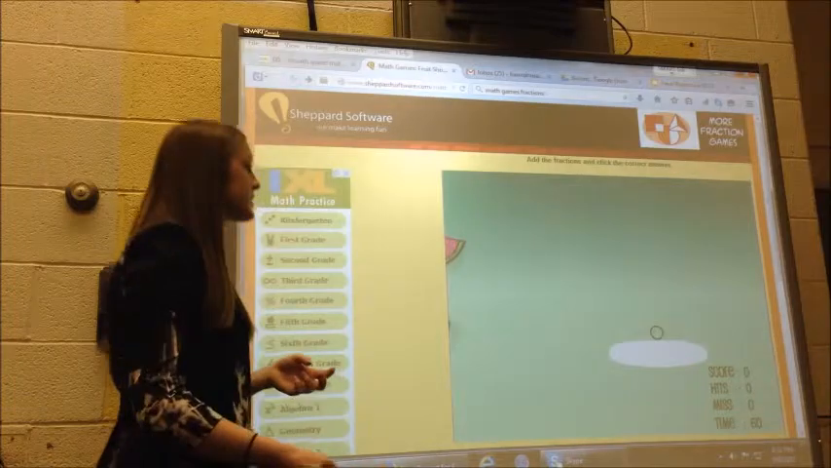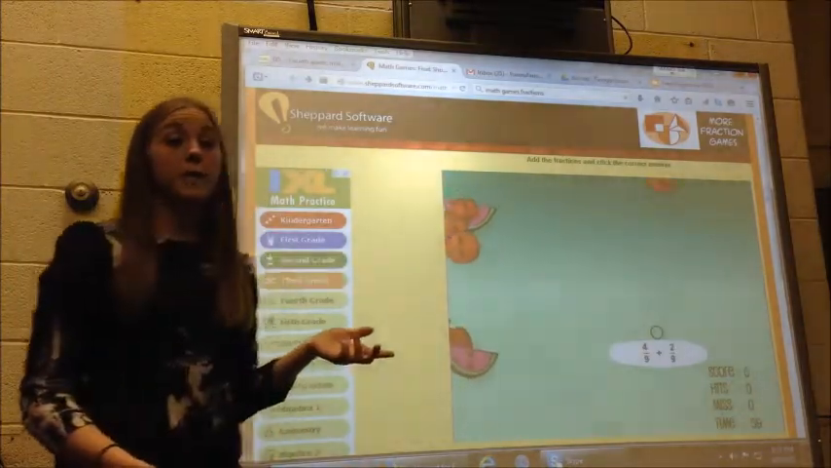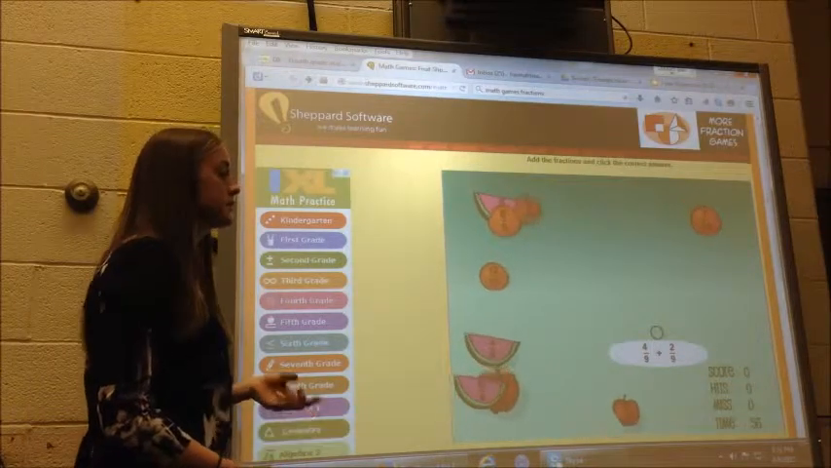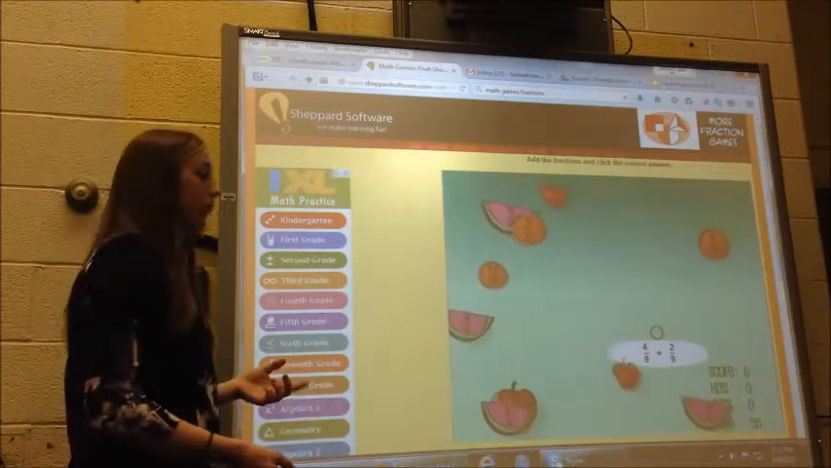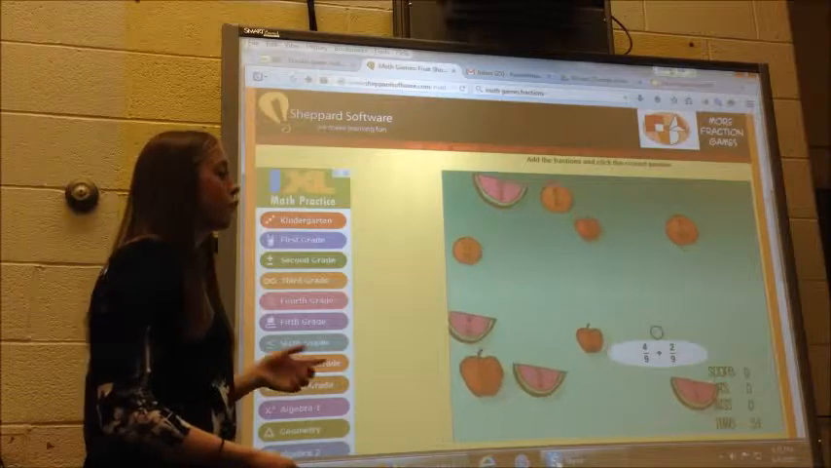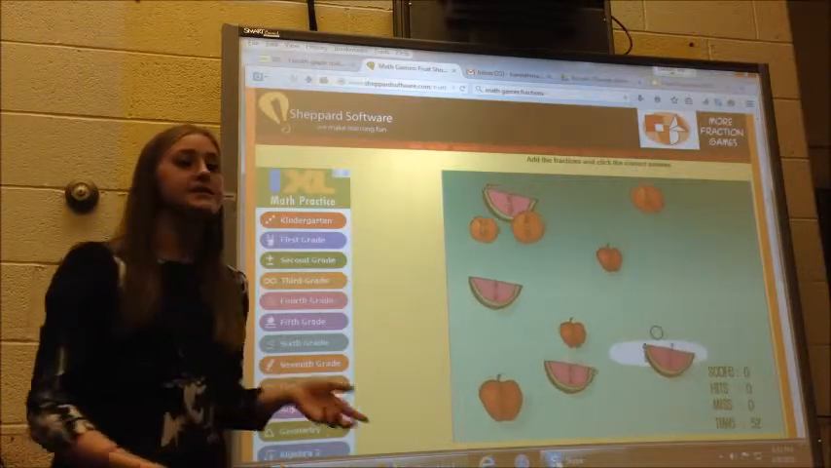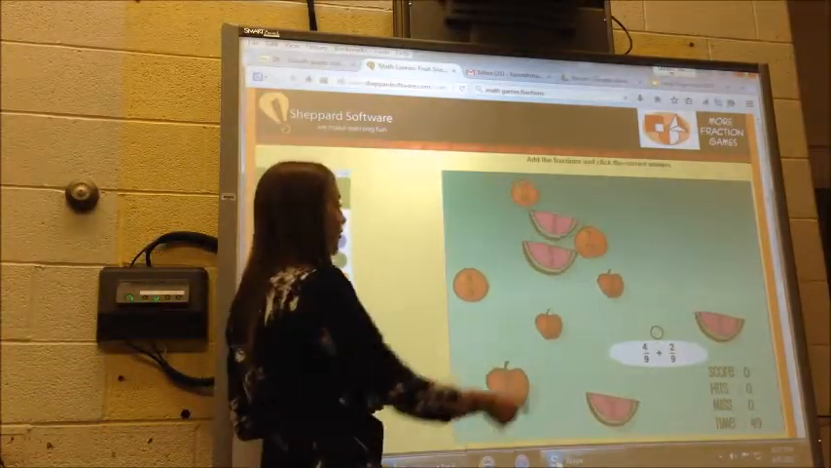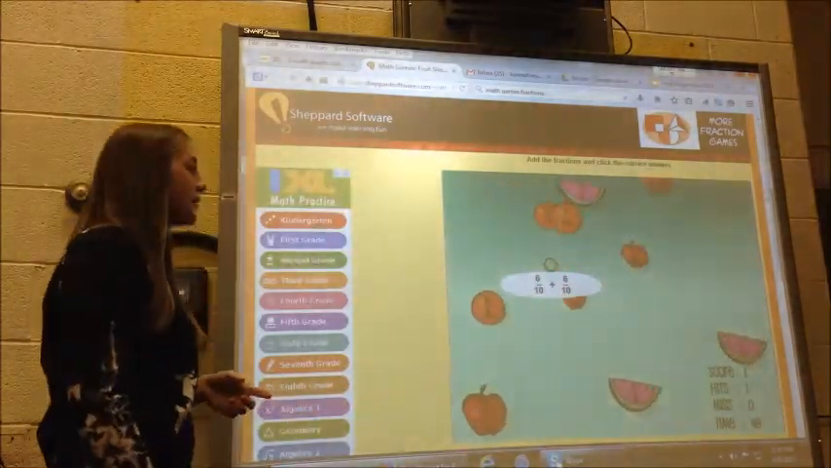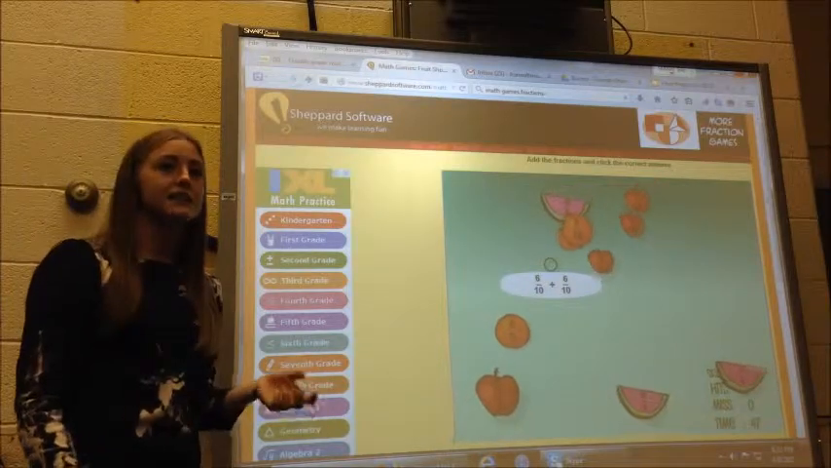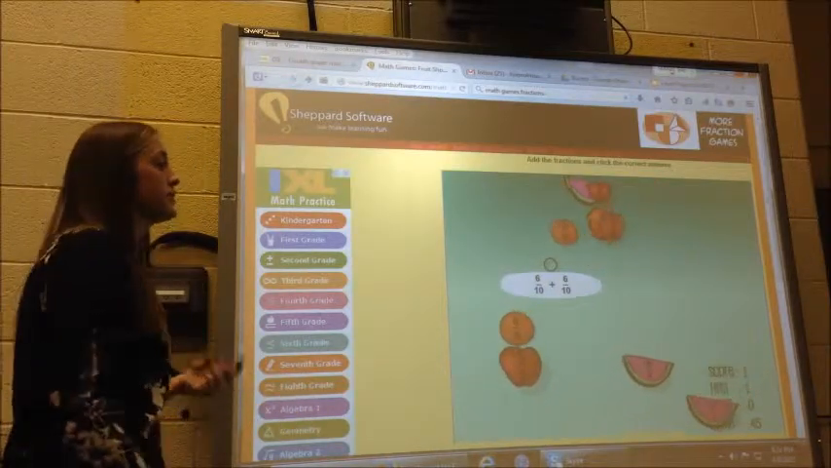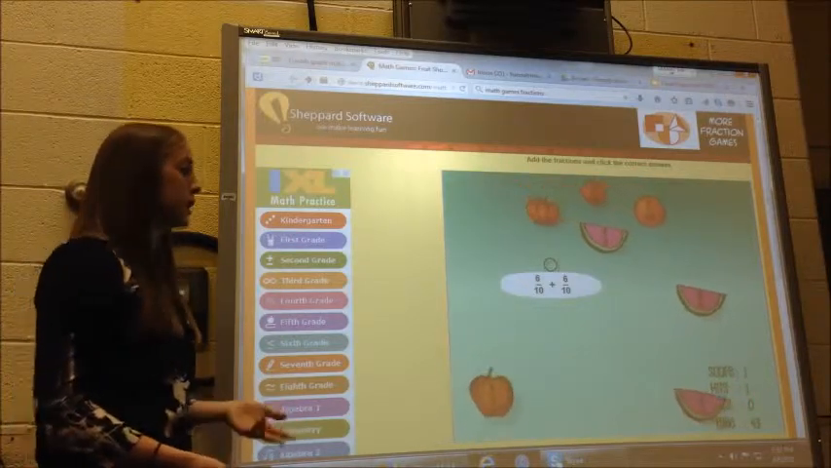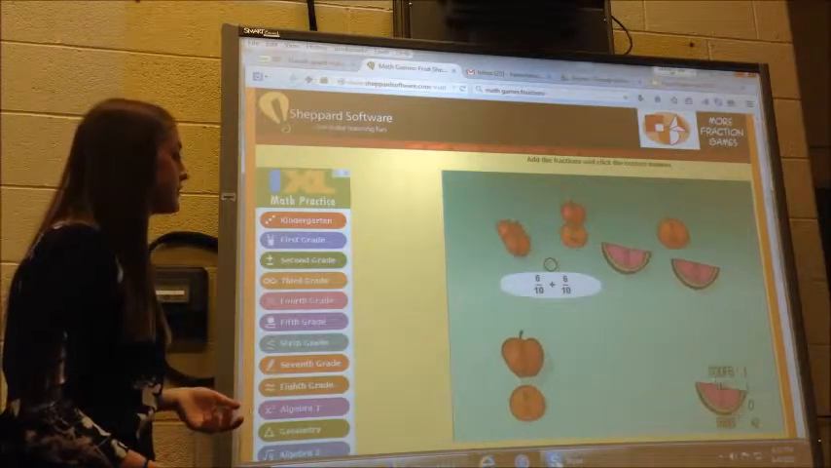Same game, but the fruit will be moving a little bit faster. So my problem is 4 ninths plus 2 ninths, and they have the same denominator, so we're just going to add the numerator. So 4 plus 2 would be 6, so it would be 6 ninths. And I want to find that fruit, so you're moving a little bit quicker, so you have to be careful. Just like that. The next one, I have 6 tenths plus 6 tenths. Same denominators again, so we just want to add the numerator. 6 plus 6 would be 12, so I'm looking for 12 tenths.